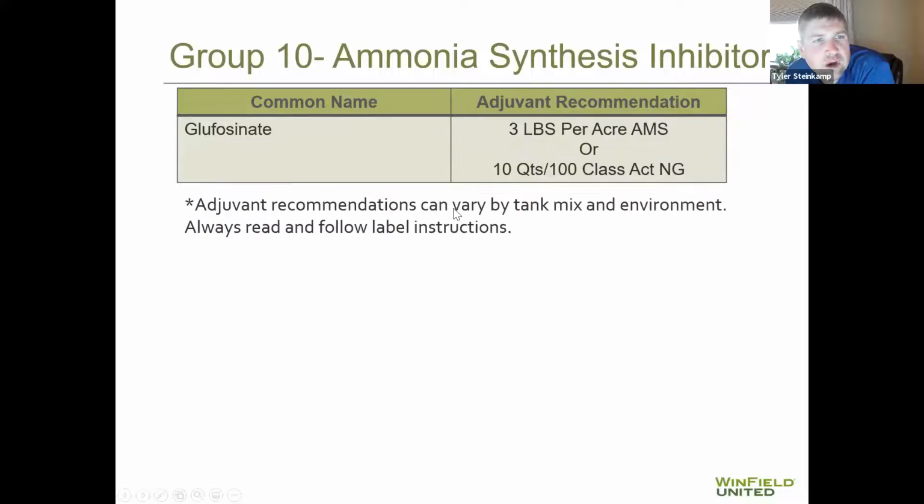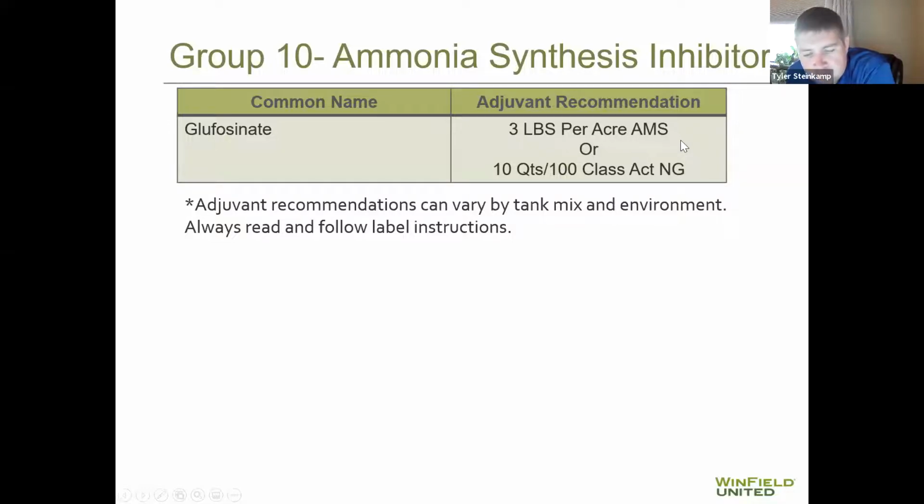but that volunteer corn has to be fairly small. The key with this one is we need to have at least 3 pounds per acre of AMS or 10 quarts per 100 of Class Act. You can also split the difference and do 5 quarts plus 1.25 to 1.5 pounds of AMS. But we do see better control with the 10 quarts per 100 of Class Act versus the 3 pounds of AMS.